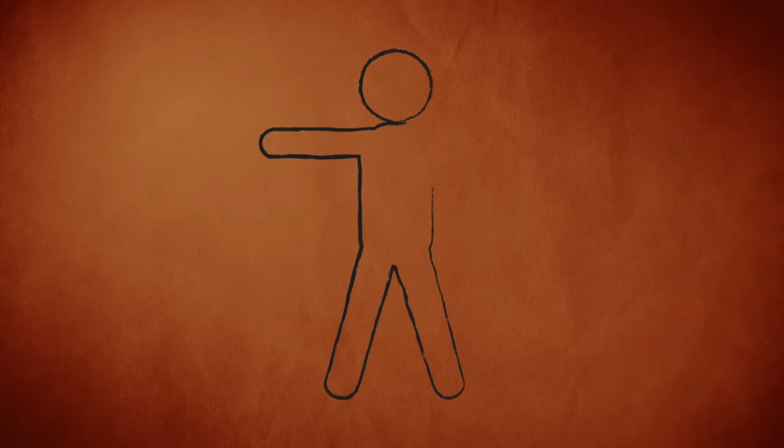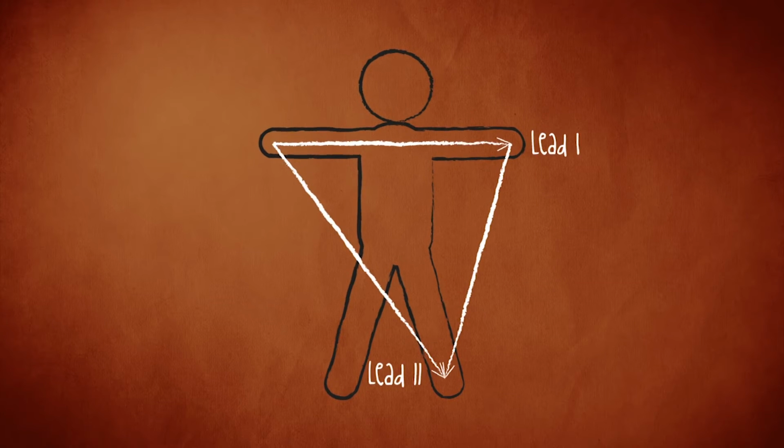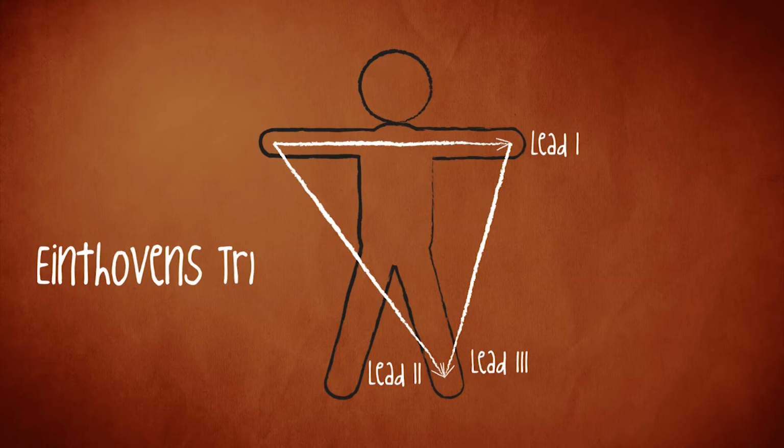A typical three-lead ECG uses three connections to read the cardiac impulses: a negative electrode from the right arm to the left arm, known as lead 1; a negative electrode from the right arm to the left leg, known as lead 2; and a negative electrode from the left arm to the left leg, known as lead 3. This three-lead connection is known as Einthoven's triangle.